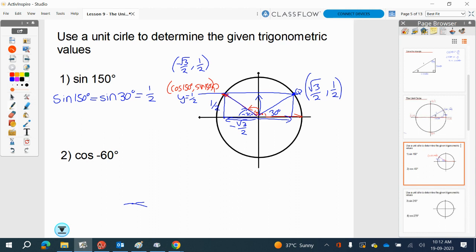Why did we write cosine 150, sine 150 as a point? Because we can see from this diagram that the sine of 150 and the sine of 30 are going to be equal because they have the same y value when we found out these two values.